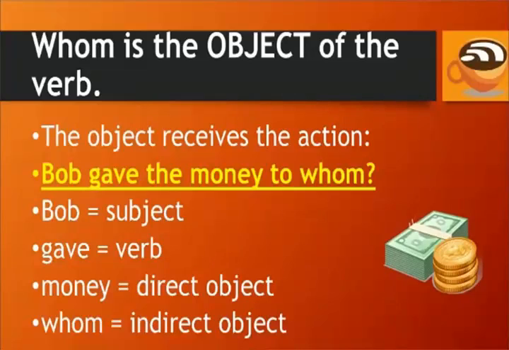For example, Bob gave the money to whom? Bob is the subject. Bob performed the action of giving. Gave is the verb. Money is the direct object, and whom is the indirect object, the recipient of the action.